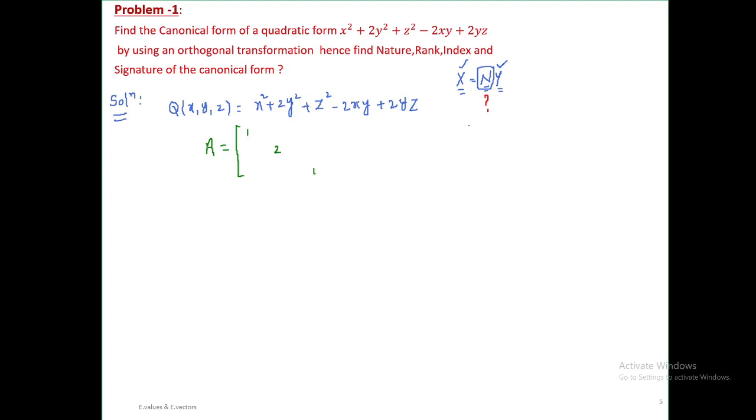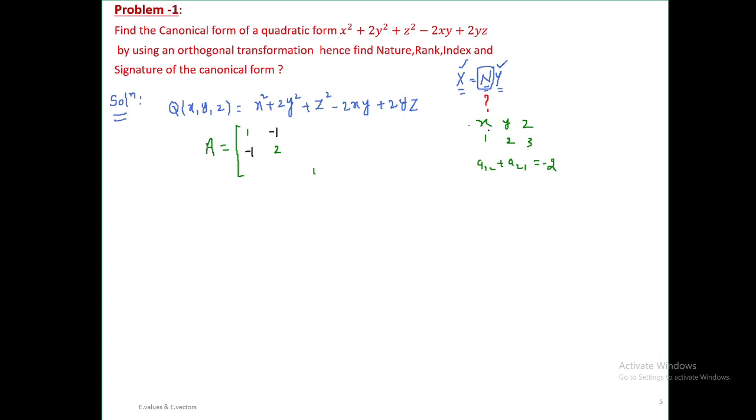Next, x, y, z are three variables. If x is the first variable, y is the second variable, z is the third variable, then x into y means 1 2, 1 2. That means a12 and a21. So a12 plus a21, the sum is minus 2, because its coefficient is minus 2. Therefore I will assign this as minus 1, and this as minus 1. If you add, you get minus 2. Remember, I am finding the symmetric matrix. Many matrices exist, but the symmetric matrix is unique.